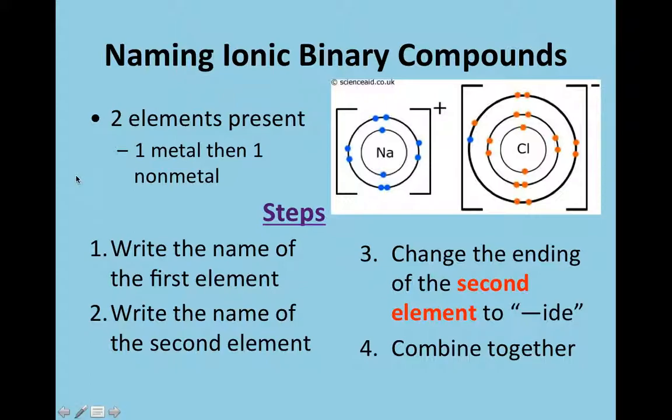First step is to write down the very first element. For instance, if I have NaCl and I want to name that one, I'm going to start with Na, that would be sodium. And then I'm going to write the second one down, which is chlorine. But I don't want to call it sodium chlorine. On the second element, we're going to drop the ending, the INE, and add the IDE ending. So therefore, it should be sodium chloride. Combine the two together, and that is your name.